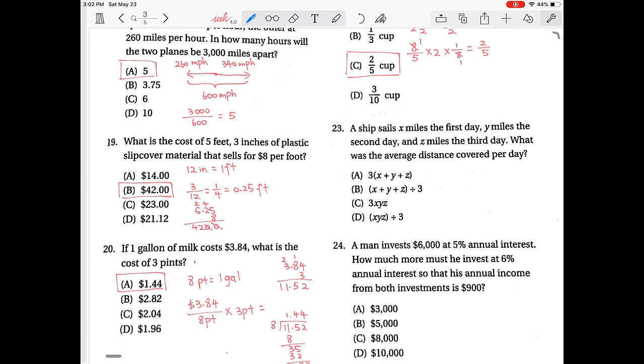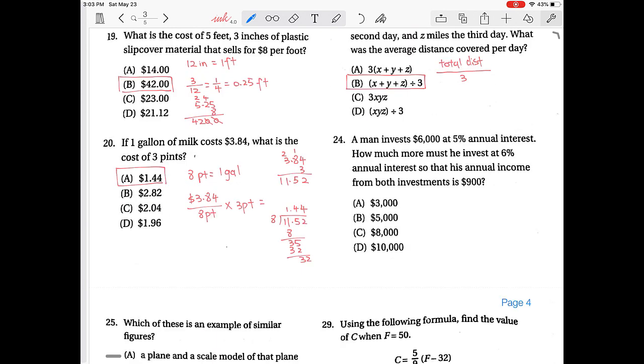Number 23, a ship sails X miles for the first day, Y miles the second day, and Z miles the third day. What is the average distance covered per day? So to find the average, we're going to find the total distance traveled, divide that by number of days, which is 3. So that will be X plus Y plus Z divided by 3. That is option Bravo.